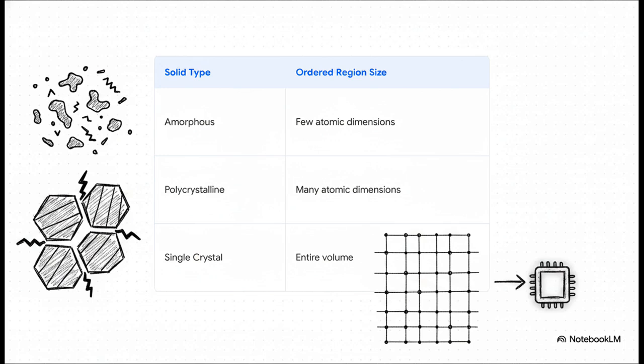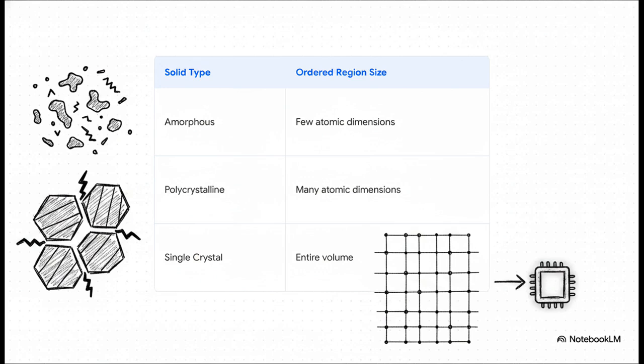Solid materials generally fall into 3 categories based on atomic order. Amorphous materials are highly randomized. They exhibit structural order only across a few molecular dimensions. Polycrystalline materials are more structured, with ordered regions spanning many atomic dimensions. However, these ordered regions form grains that constantly crash into each other, creating what we call grain boundaries.